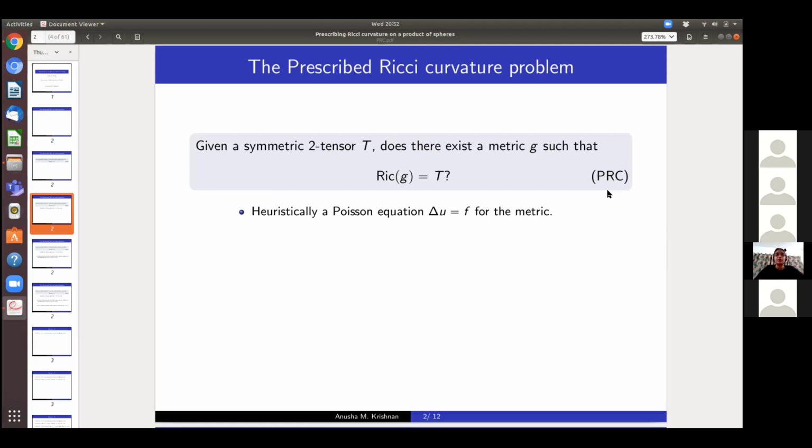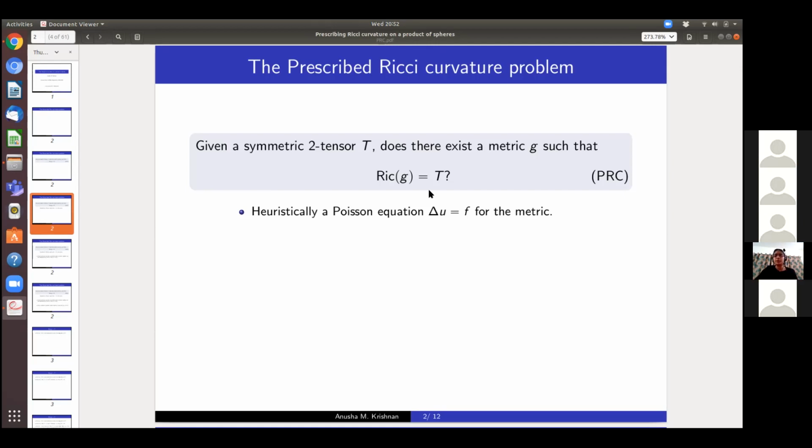Another thing I want to point out before going on is that we're looking at the Ricci tensor, which is scaling invariant. And so uniqueness for this question is only up to scaling at best. So if g is a solution to this equation, then lambda times g, for some positive number lambda, is also a metric that solves this equation.